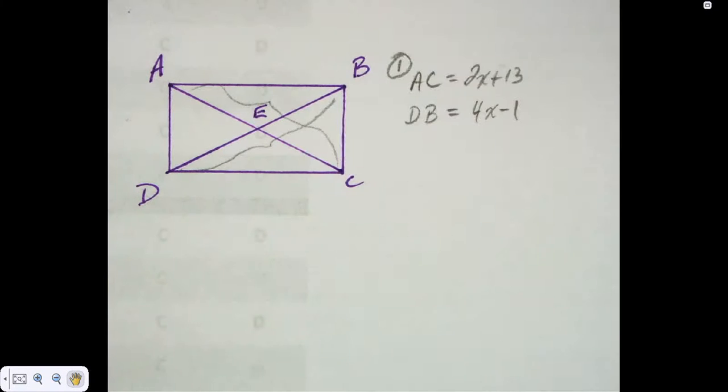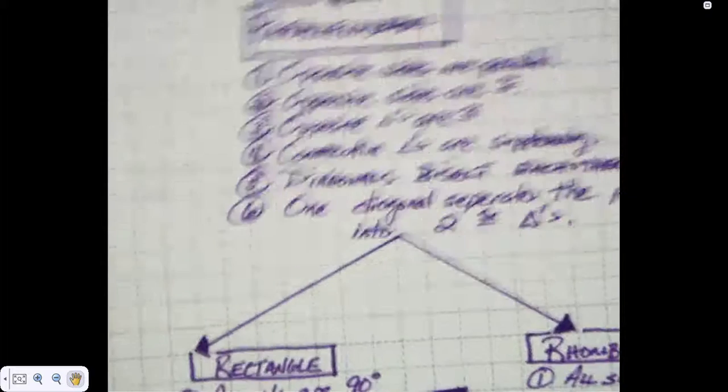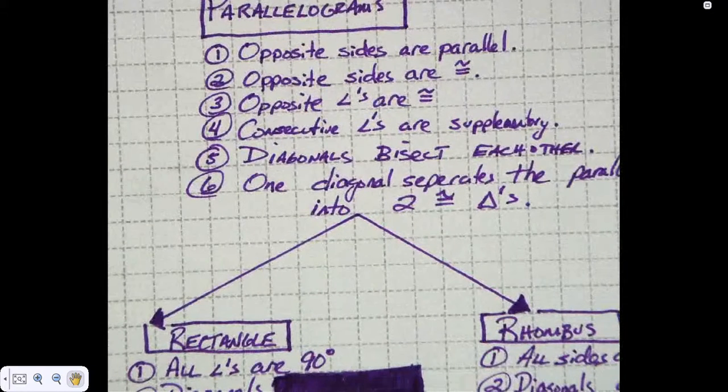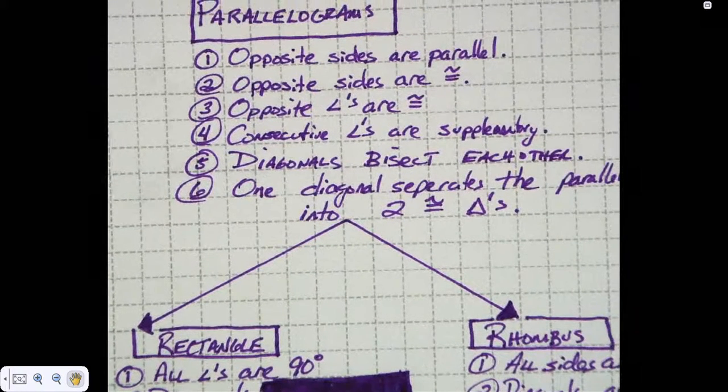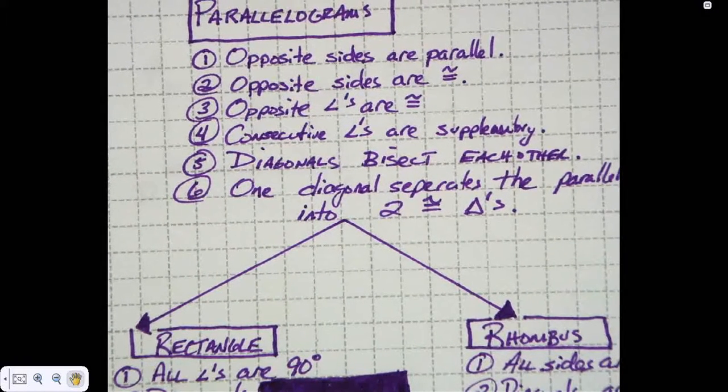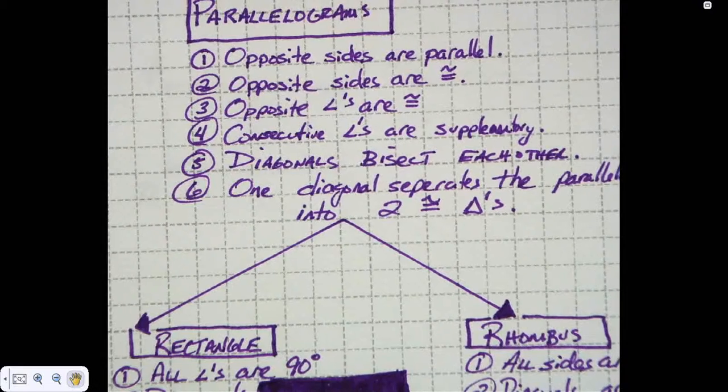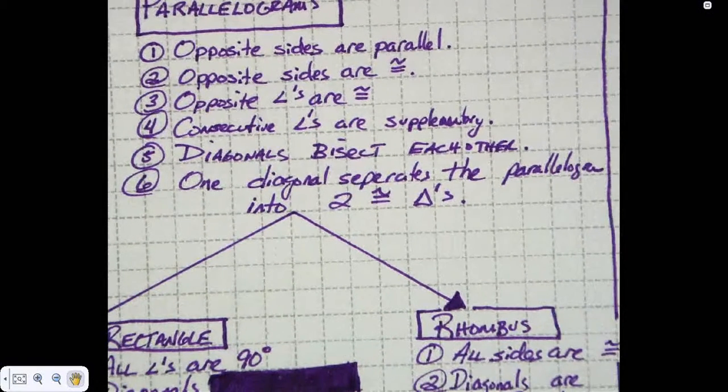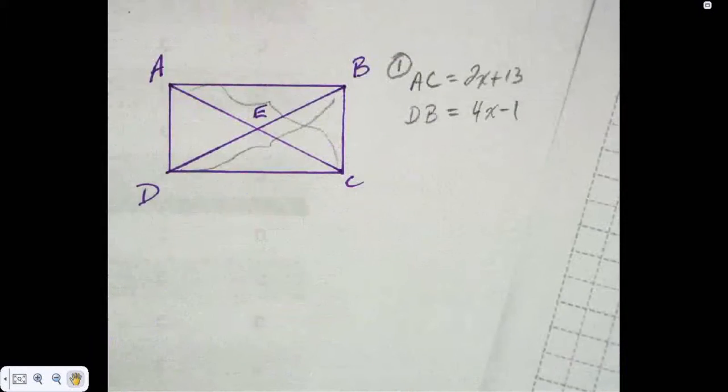What are they called? What is AC called? What is DB called? So when I look at my rules, I need to look for the word what? That's probably going to be a key here. Well, I have to include parallelogram. All I know about a parallelogram is what? The diagonals bisect each other. They cut each other in half. Okay. And one diagonal separates it into two congruent triangles. That doesn't really help me a whole lot, does it?